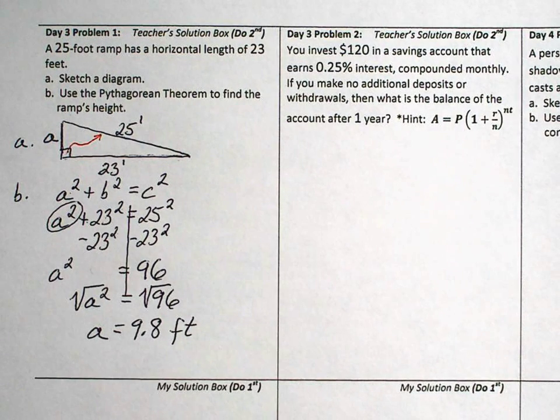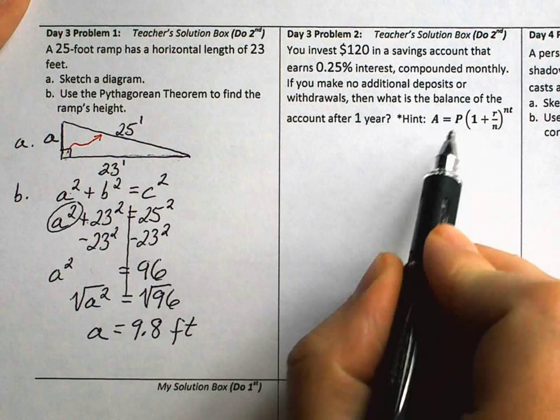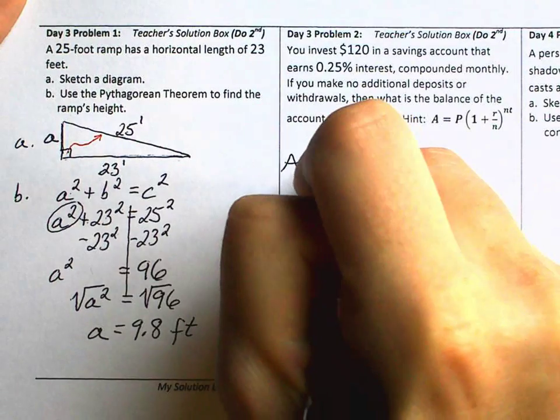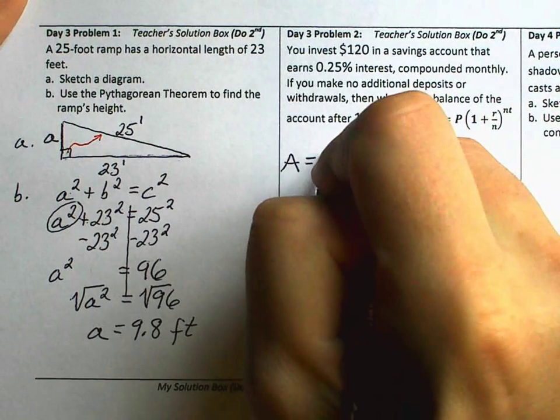Now, day 3, problem 2. You invest $120 in a savings account that earns 0.25% interest, compounded monthly. If you make no additional deposits or withdrawals, then what is the balance in the savings account after 1 year? Hint, use the compound interest formula. So for the letter P, the principal, that's $120.